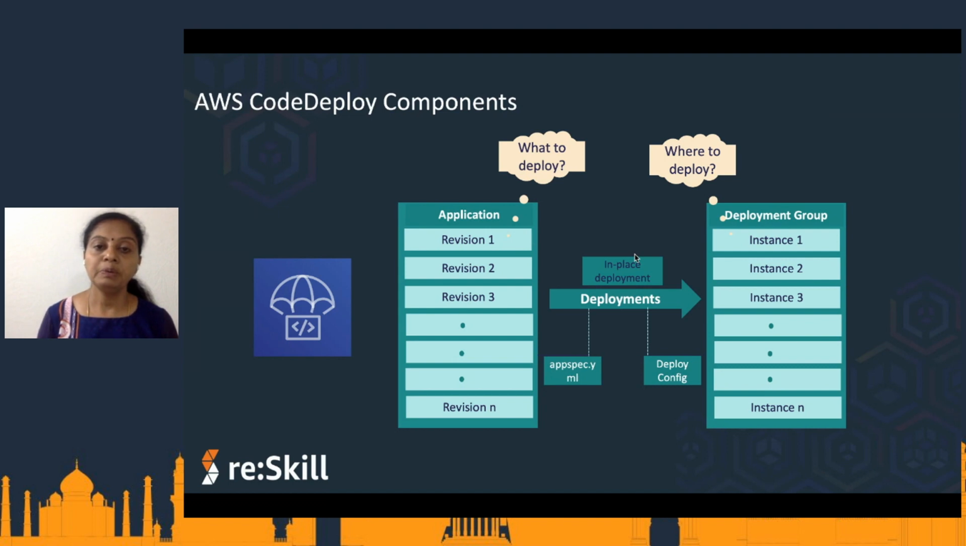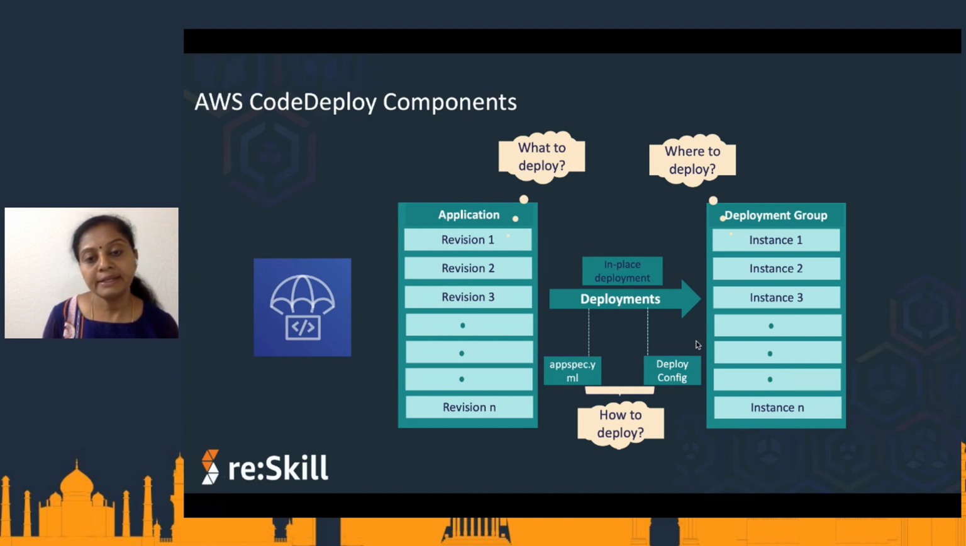So how does the deployment happen? That is with the appspec.yaml file, which is the heart and soul of your deployment, and we have deployment configs. So what does this appspec.yaml file carry? It basically carries the files that you need to copy for your deployment, that is, from where you have to copy to where, the source and target. And it will have the hooks, which have the scripts that need to be executed as part of the deployment.